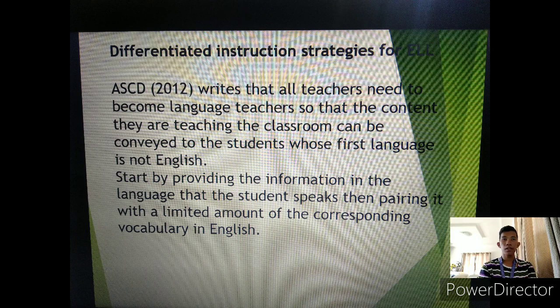Next is differentiated instruction strategies for ELL. ASCD 2012 writes that all teachers need to become language teachers so that the content they are teaching in the classroom can be conveyed to the student whose first language is not English. Start by providing the information in the language that the student speaks, then pairing it with a limited amount of the corresponding vocabulary in English.